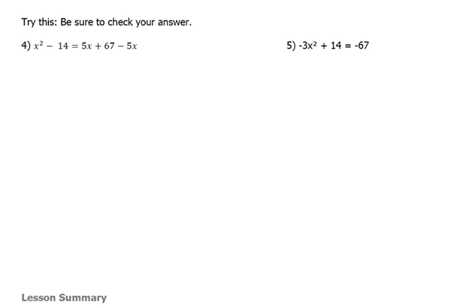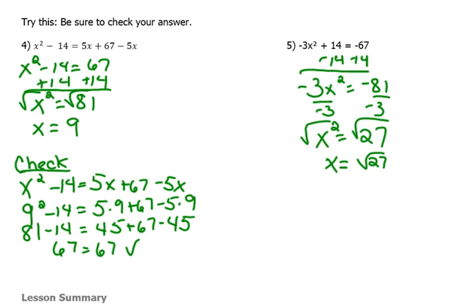All right, try these. I want you to try these on your own. 2 problems, and then come back and see how you did. Okay, so going through number 4, I had to combine my like terms, so those actually canceled out because 5x minus 5x is 0. So then I added 14 to both sides, got x squared equals 81, had to take the square root, which was 9.